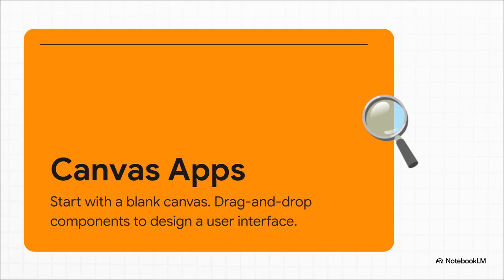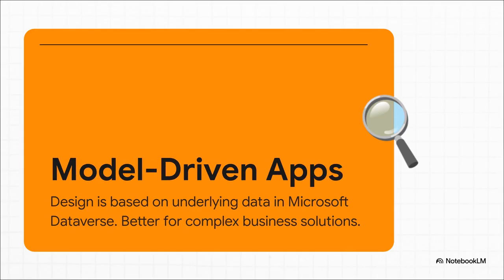So a Canvas app is pretty much exactly what it sounds like. You start with a totally blank screen, kind of like a PowerPoint slide, and you have complete creative control. You can drag and drop buttons, text boxes, images, whatever you want, wherever you want. This is absolutely perfect for those simple, focused, task-based apps, like that event sign-up form or the inventory checker we mentioned earlier. Now, a model-driven app is the complete opposite.